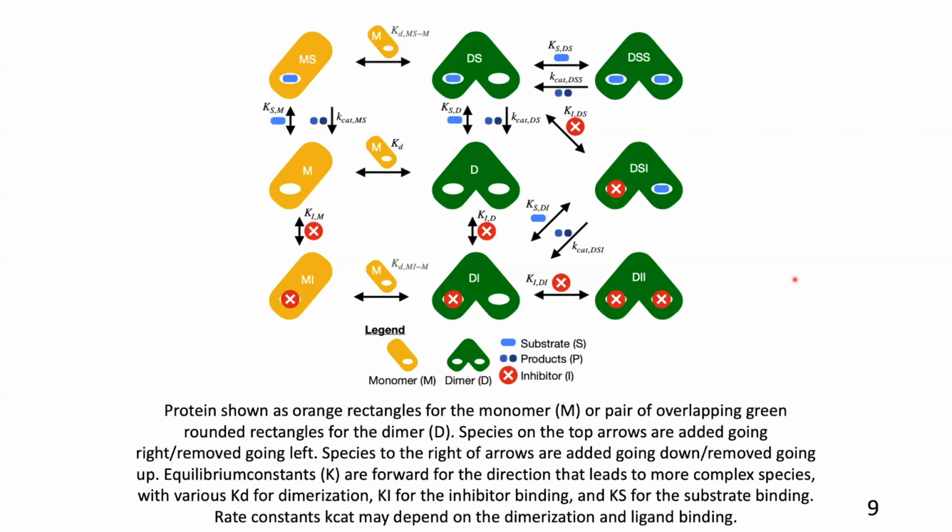So we made a rapid equilibrium model. That's making the assumption that all of these species are in a rapid equilibrium, and this equilibration occurs on a much faster time scale than the catalysis.